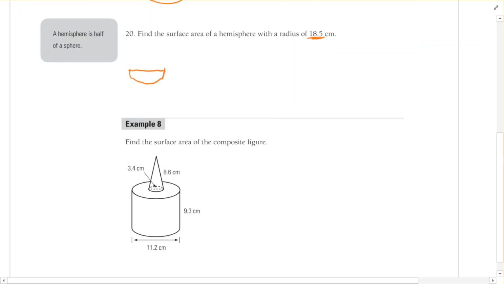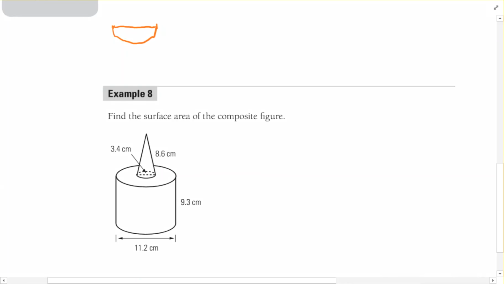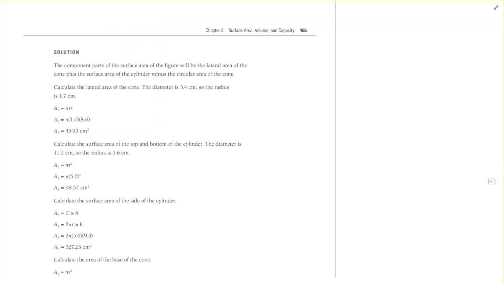Okay, so now what we're getting into is nothing really new. We're just going to have to start to put these things together. So we're going to be able to figure out the area of these composite shapes. So moving on.